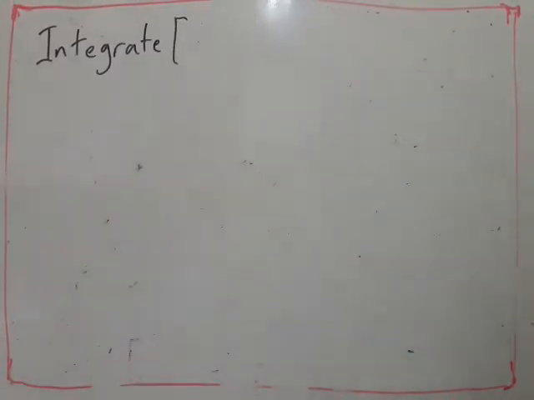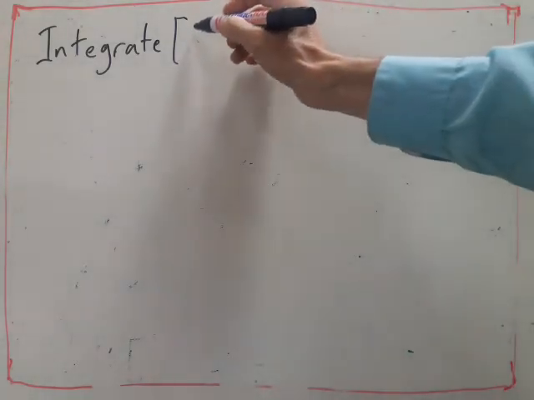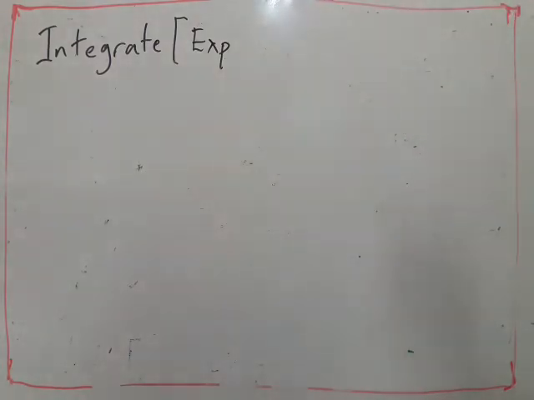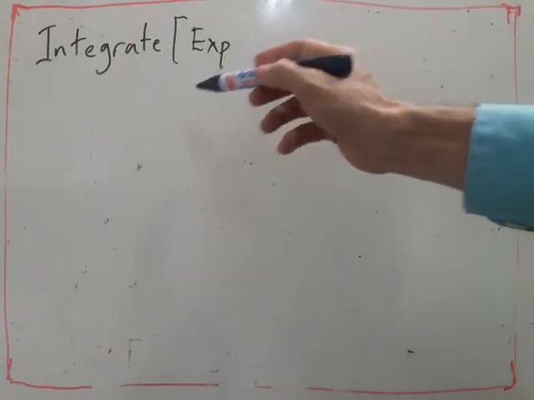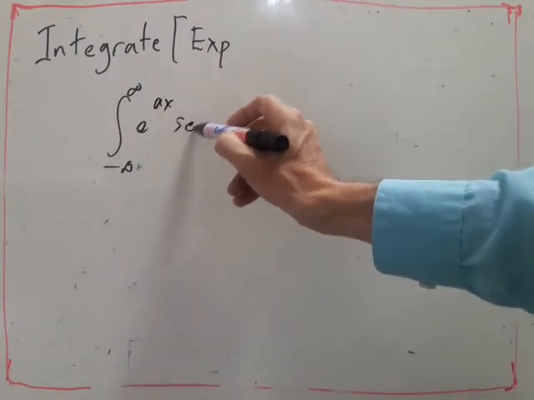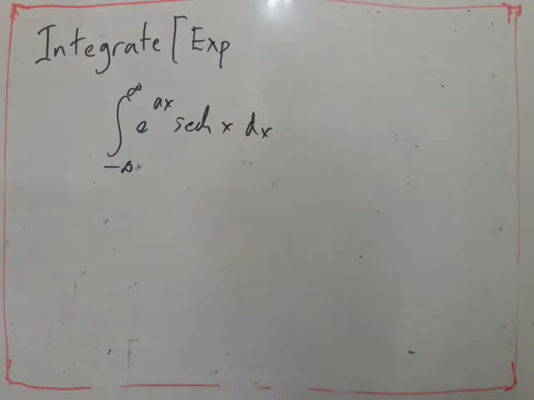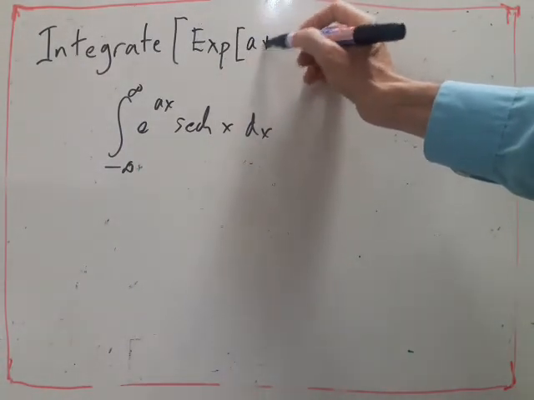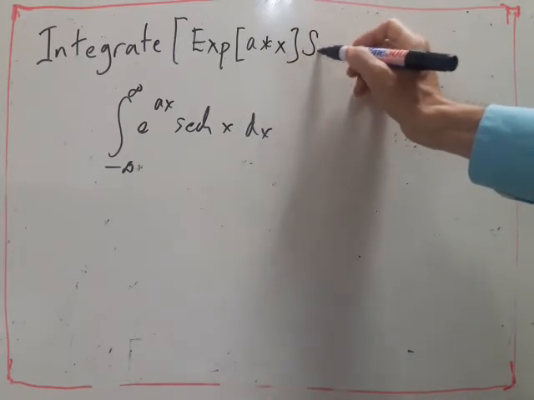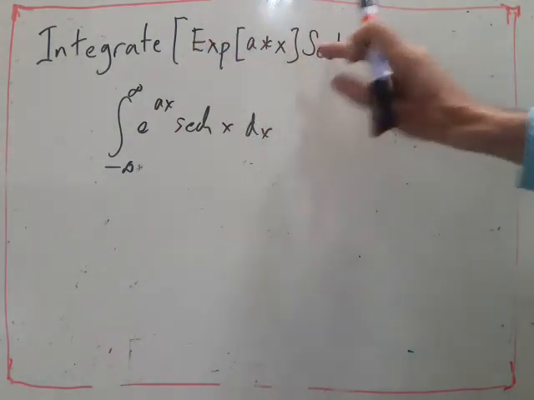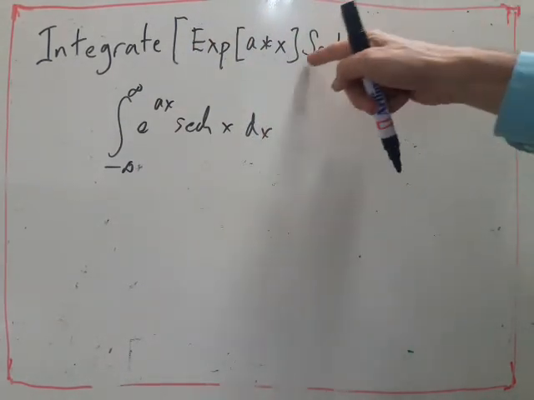Mathematica, or the Wolfram Alpha site, is pretty good at doing integrals. It can't always do them, but most of the time it can, if they can be done. So, for example, if you want to ask it to integrate e to the ax, cosh x, then you give it this a times x. It knows about all the hyperbolic functions. Just remember to use capital S.